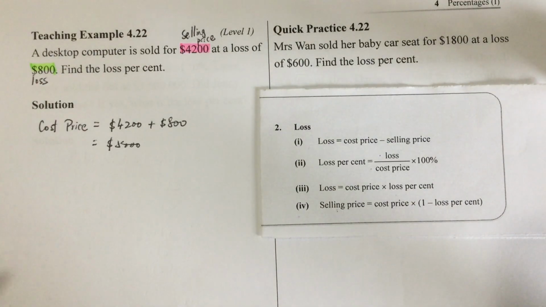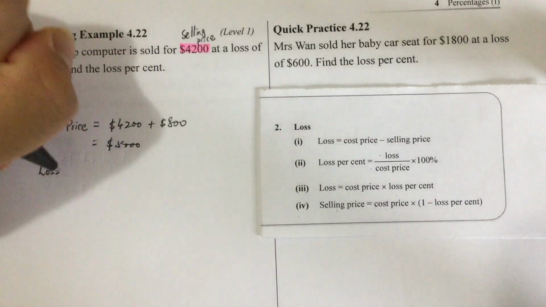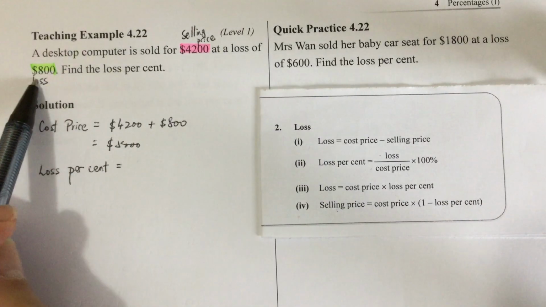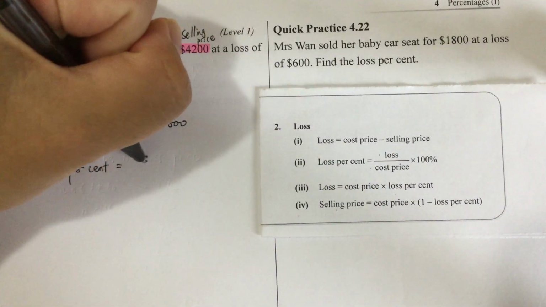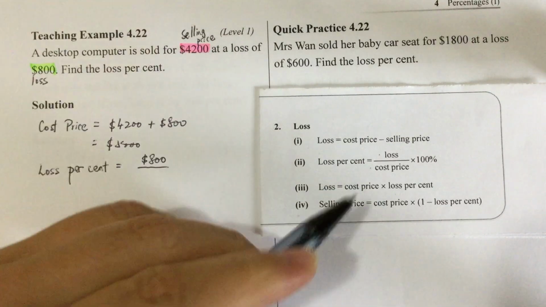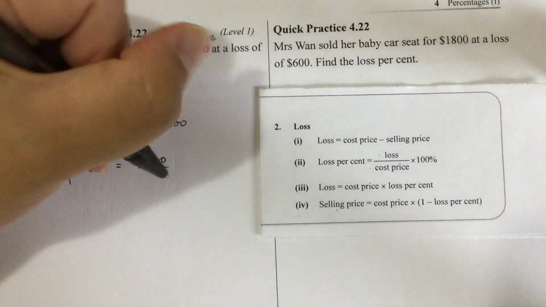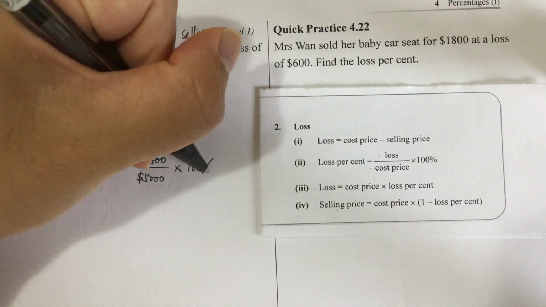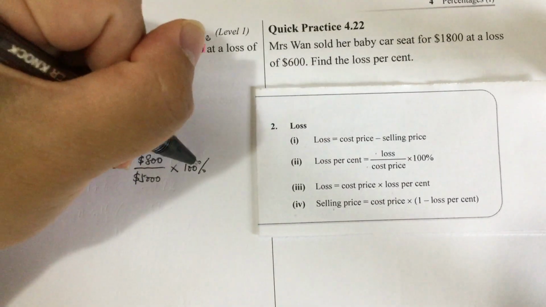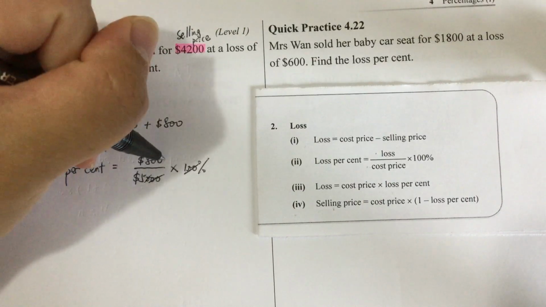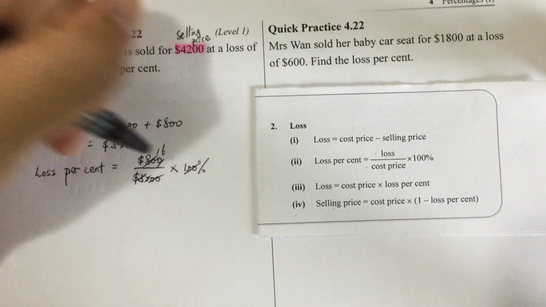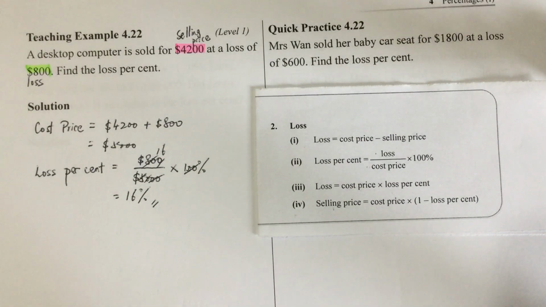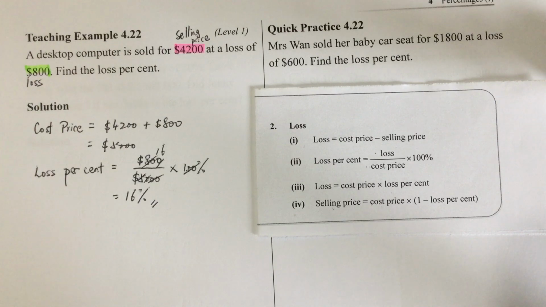Okay. After that, you can calculate the loss percent. That will be the loss 800 over the cost price, so this is 5,000, times 100%. Okay. Now we can do the calculation. Cancellation: 20, 10, 10, and 18 and 5, you got 16. So the loss percent is 16%. Okay, so we can find out the answer for the loss percent is 16%.